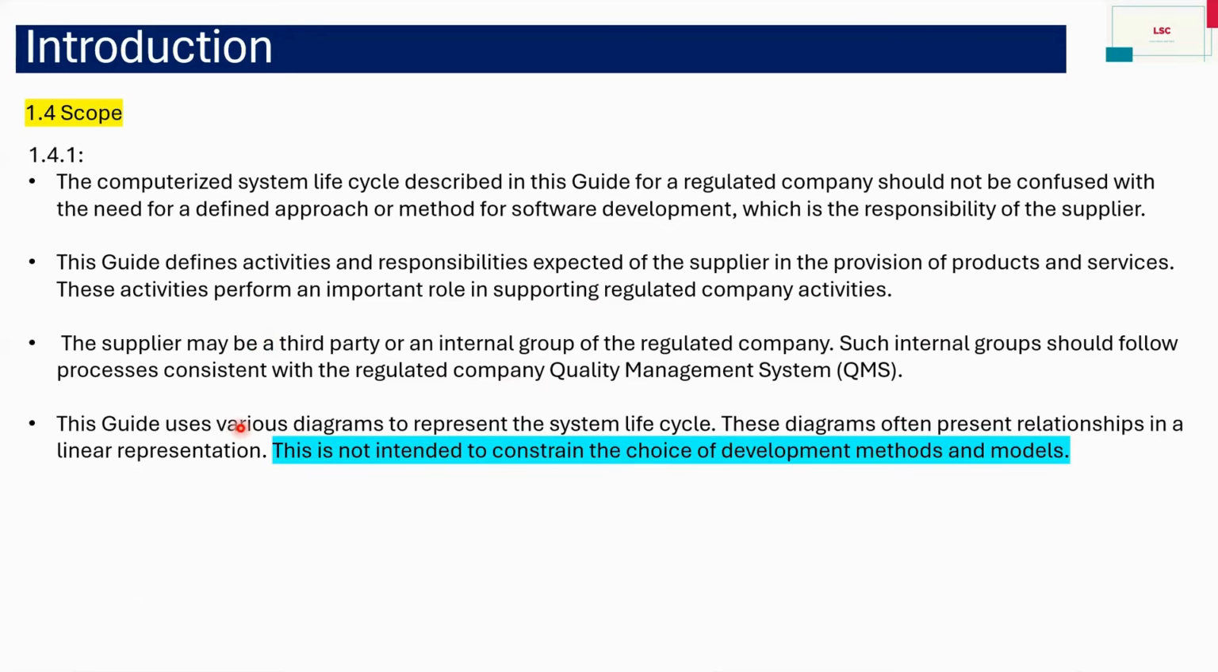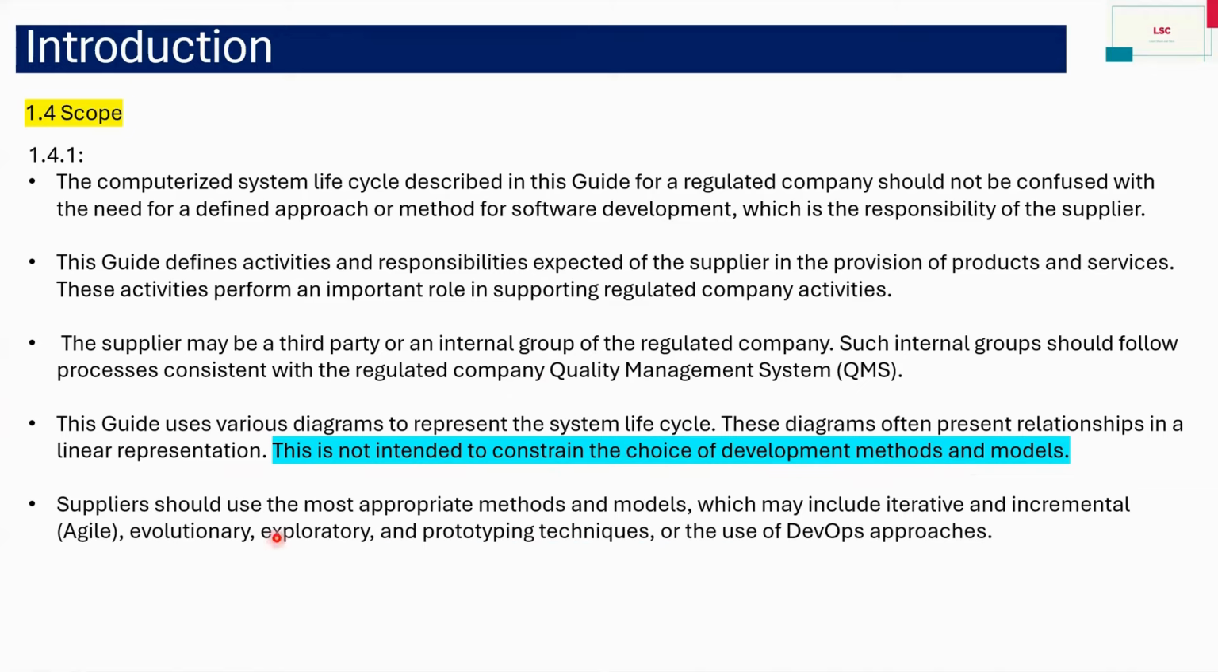Next, this guide uses various diagrams to represent the system lifecycle. This diagram often presents relationships in a linear representation. This is not intended to constrain the choice of development method and model. Suppliers should use the most appropriate method and model, which may include iterative and incremental, evolutionary, exploratory and prototyping techniques, or the use of a DevOps approach. So this is given for the supplier also.